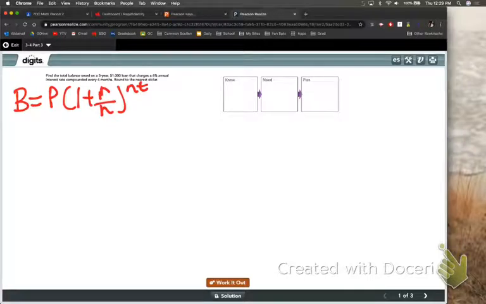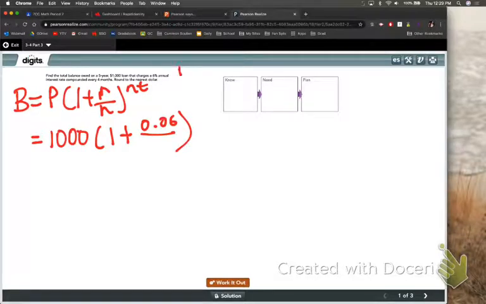Here we go. Let's fill this in. This is going to be 1,000 because that's the initial starting amount. And then we're going to go 1 plus the rate, which is 0.06.